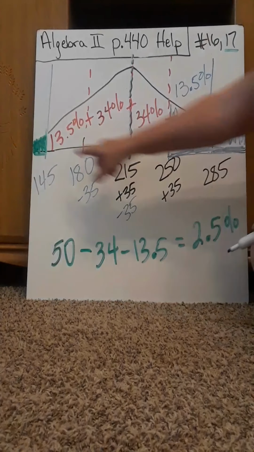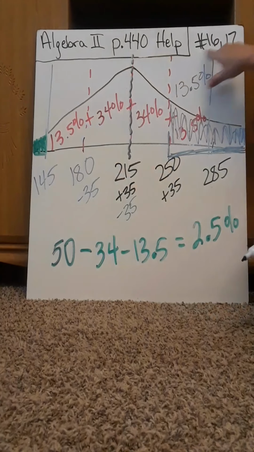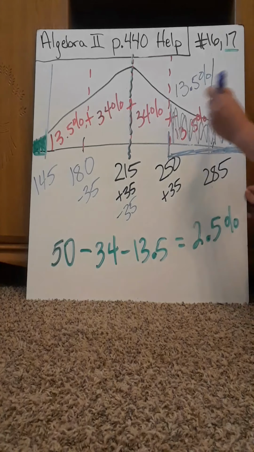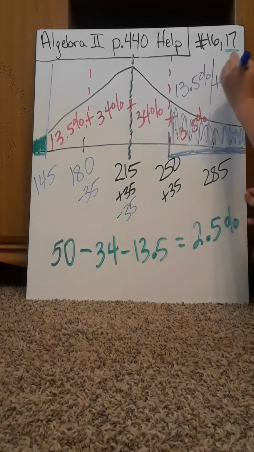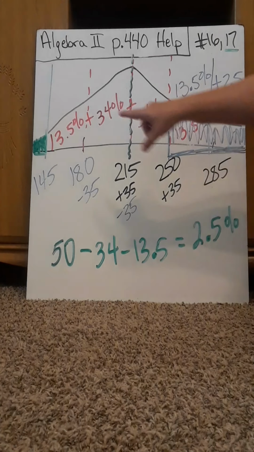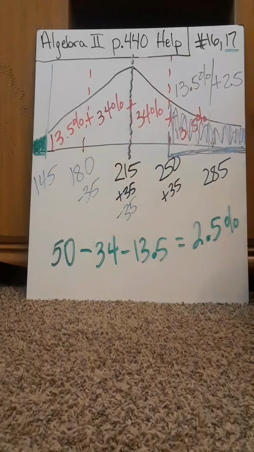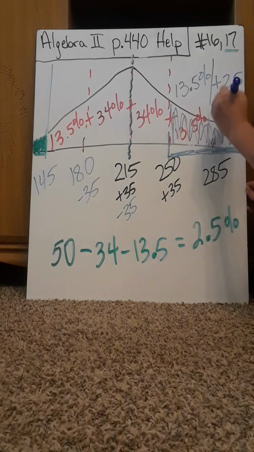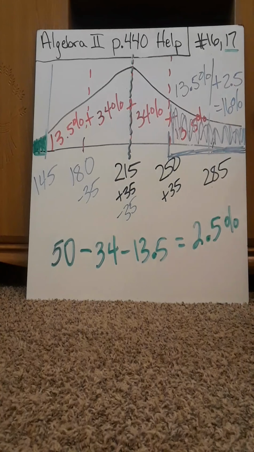So I can use the answer that I got for number 16, which was 2.5%, to do number 17. Okay? So from 250 out is going to include this 13.5% of my data, but I also want to include the piece outside of that, which I already know because it matches the other side. I already know that's going to be 2.5%. So add 13.5 plus 2.5, and you're going to get that 16% for number 17.